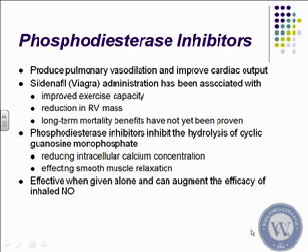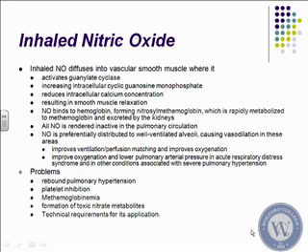Phosphodiesterase inhibitors produce pulmonary vasodilation and improve cardiac output. Viagra has actually been administered and has been associated with improved exercise capacity and reduction in RV mass, though long-term mortality benefits have not yet been shown. Phosphodiesterase inhibitors inhibit hydrolysis of cyclic guanosine monophosphate, which is cyclic GMP. It reduces intracellular calcium concentrations and effectively causes smooth muscle relaxation. It's effective when given alone and can augment the efficacy of inhaled nitric oxide.